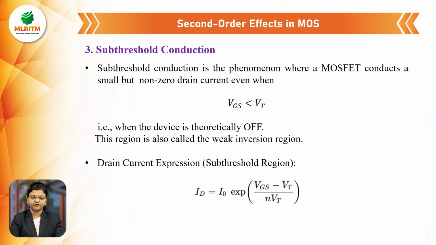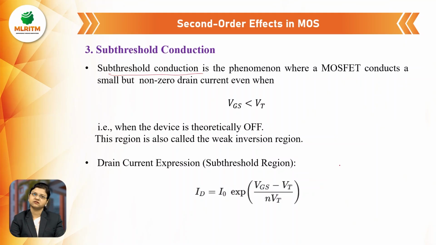The third second order effect is subthreshold conduction. We have seen that when the channel is inverted, that region we can call the strong inversion layer, when VGS is greater than or equal to VT. We have considered that whenever VGS is less than VT, the MOSFET will be in the off state. But practically it does not happen.